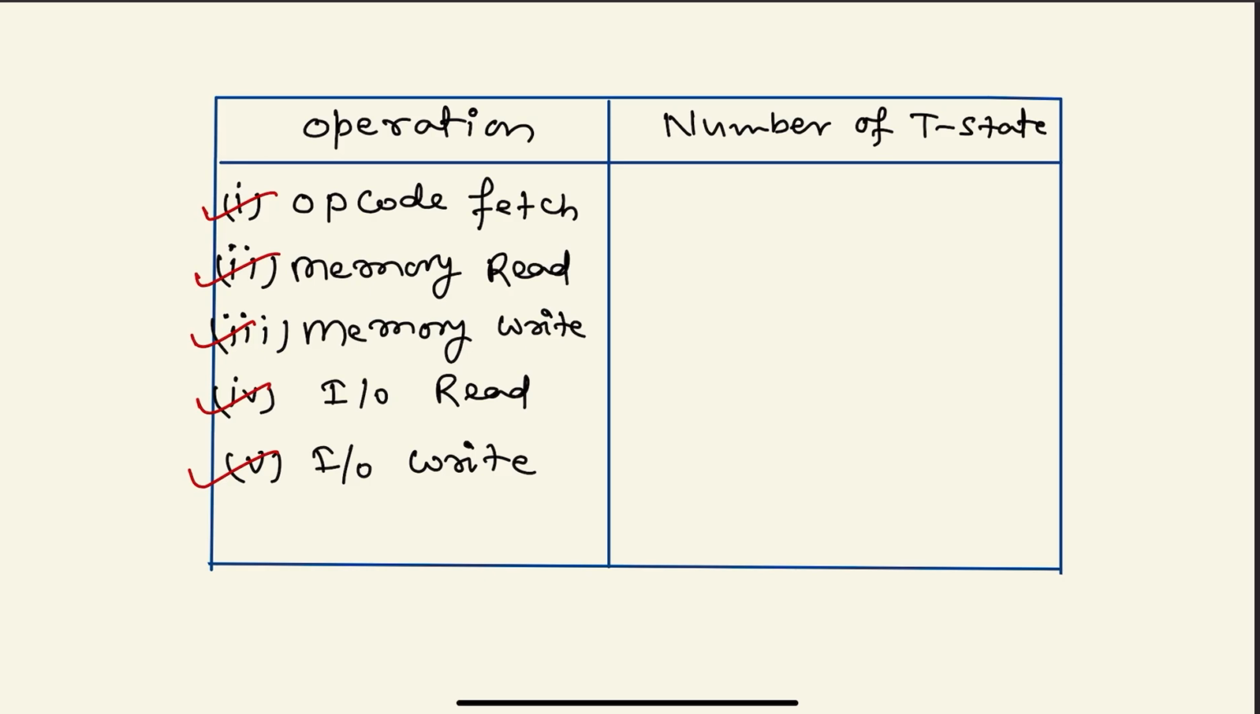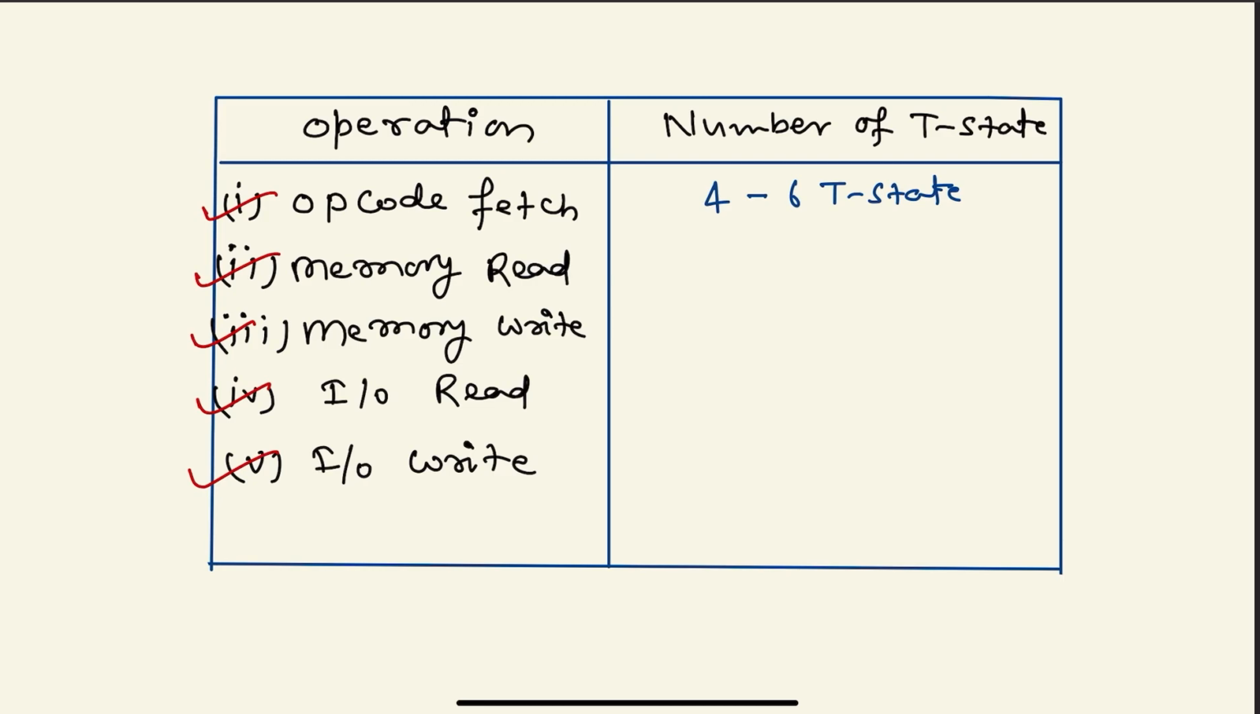So here, how many T states are required for these different operations, which are also called machine cycles? For opcode fetch operation, the minimum number of T states required is 4, and the maximum is 6 T states. How it is 4 or 6, we will learn more about in the instruction set. But as of now, we need to remember that for opcode fetch operation, the microprocessor needs a minimum of 4 T states or a maximum of 6 T states to perform this operation.